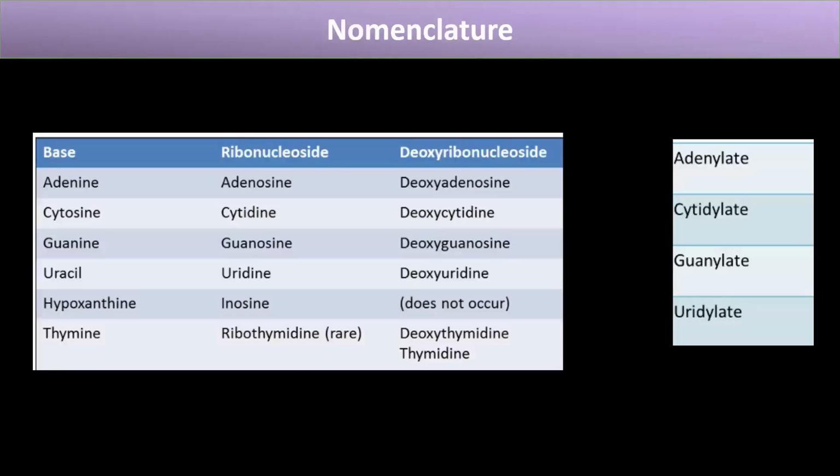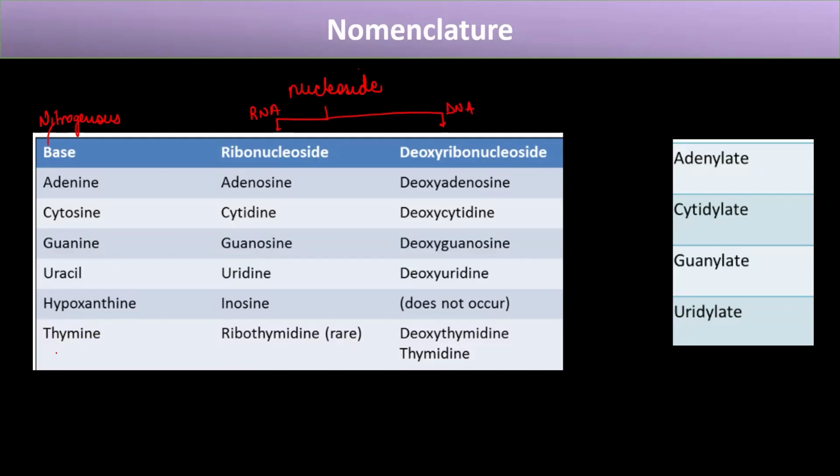Now, let's talk about the nomenclature. Because we are saying that we have nucleoside, we have nucleotide, we have RNA, we have DNA. Then what are these bases? This base means nitrogenous base. So what are these nitrogenous bases called when they are in RNA, when they are in DNA, when they are in a nucleotide, and when they are in a nucleoside? The nomenclature that we are seeing here is for the nucleoside, in the case of RNA and in the case of DNA.